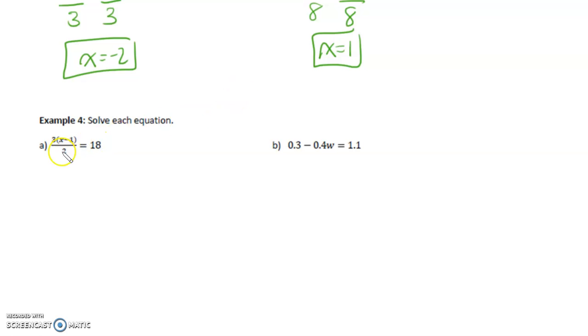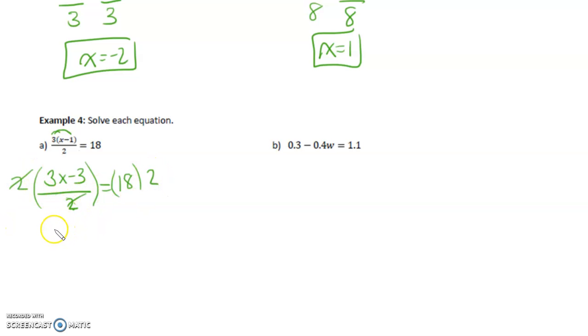Okay, example 4. I have 3 times x minus 1 over 2 equals 18. So let's go ahead and distribute that 3 into the bracket. We get 3x minus 3 all over 2 equals 18. Now this 2, we could have done this first, and if you did, then that's okay. You're going to still get the same answer. So divided by 2, we're going to multiply both sides by 2.